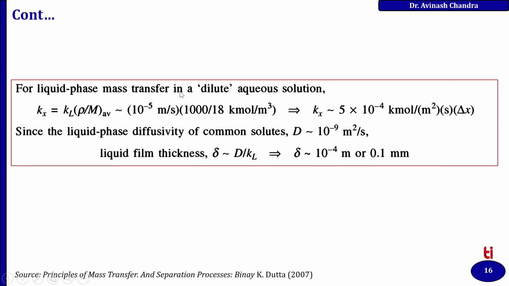For liquid phase mass transfer in a dilute aqueous solution, we can calculate Kx equal to KL rho upon M average and this much, where Kx will be this much, and liquid phase diffusivity of common solute D is proportional to 10⁻⁹ meter square per second. Then liquid film thickness delta is approximately equal to D by KL, that is equal to 0.1 millimeter or 10⁻⁴.